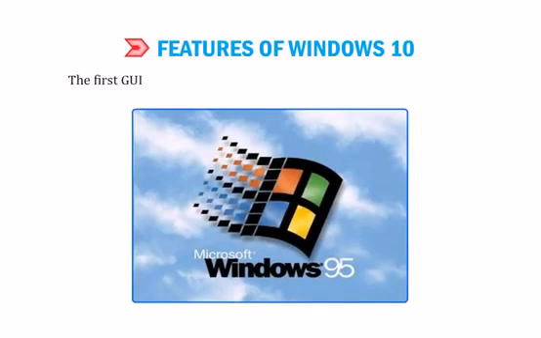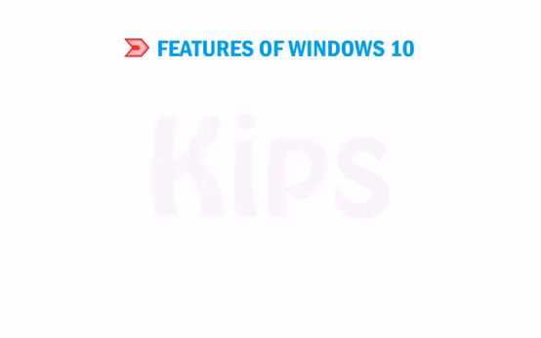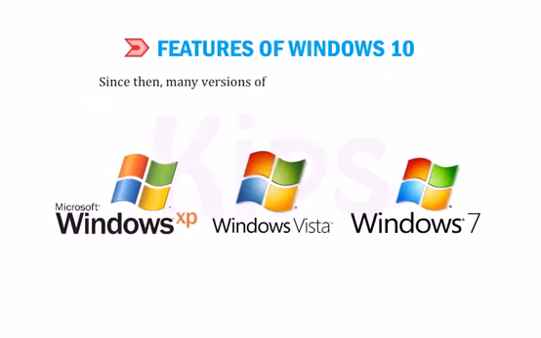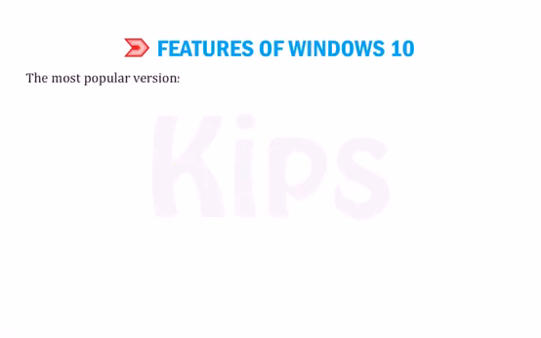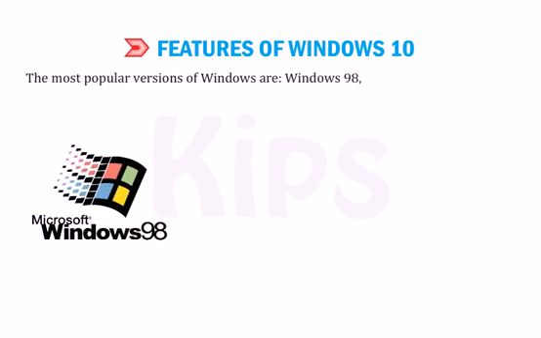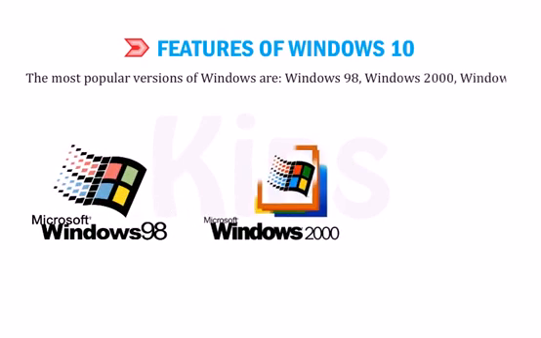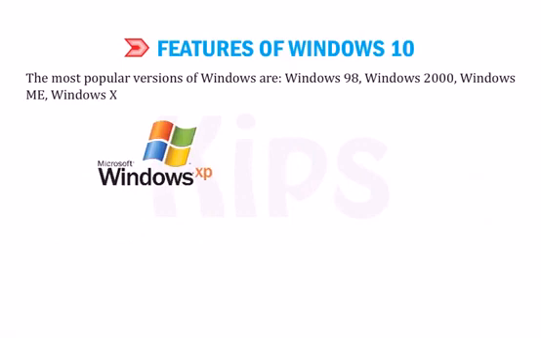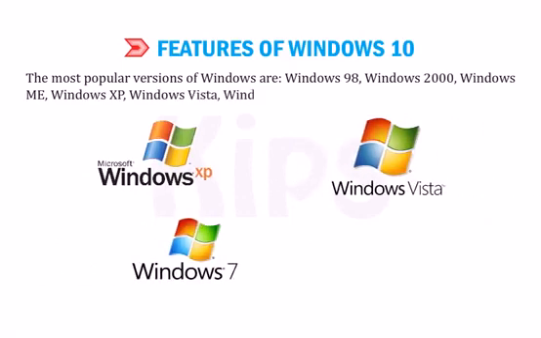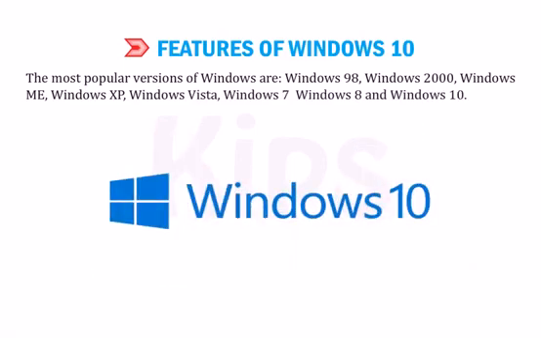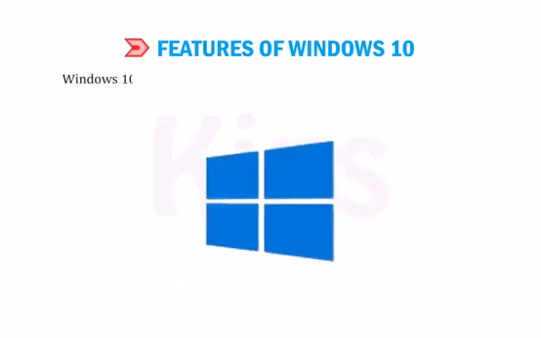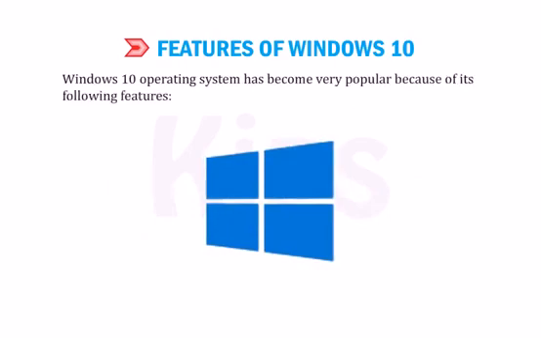The first GUI version of Windows operating system was Windows 95. Since then, many versions of Windows have been released. The most popular versions of Windows are Windows 98, Windows 2000, Windows ME, Windows XP, Windows Vista, Windows 7, Windows 8, and Windows 10. Windows 10 operating system has become very popular because of its following features.